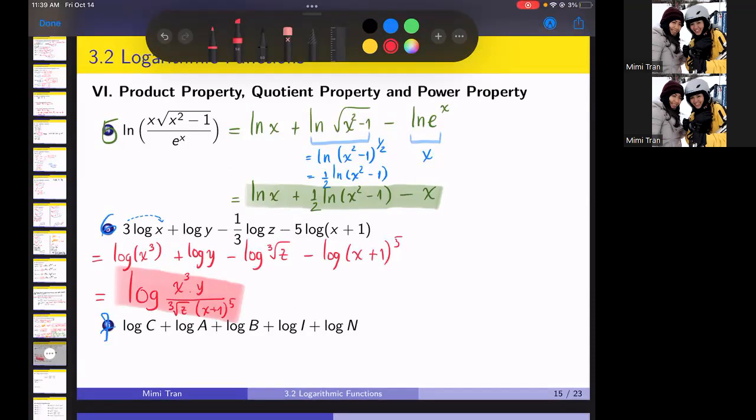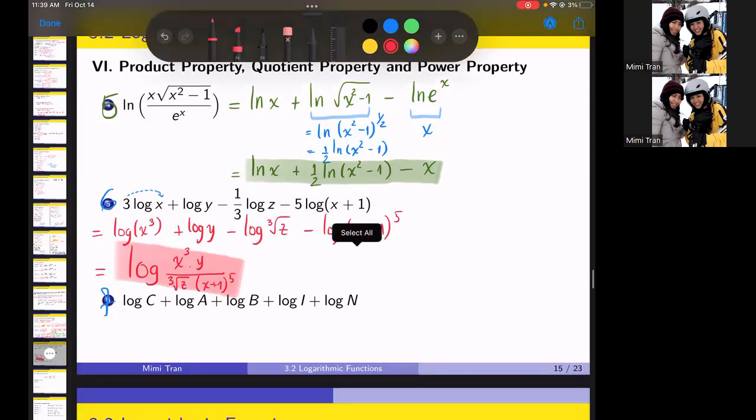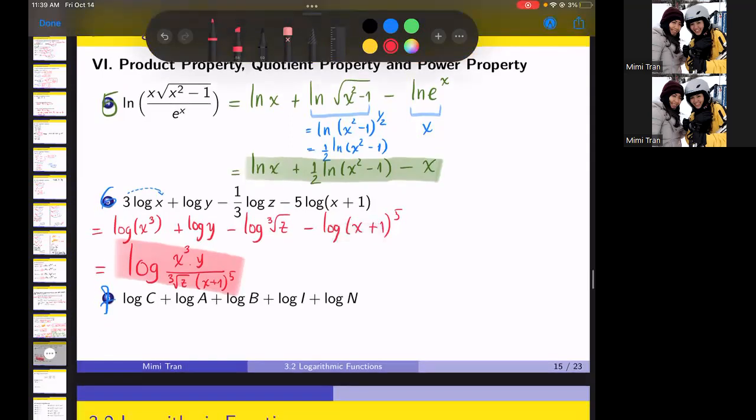Last one, someone give me the answer for last one. Which is log, Kevin. I'm going to do the last message, last minute to say that. Log, Kevin.